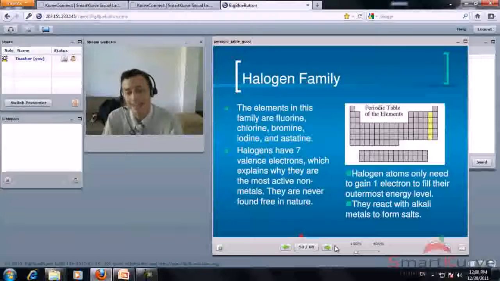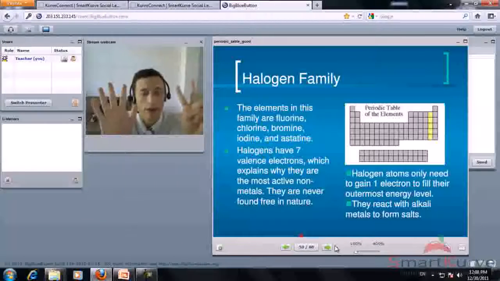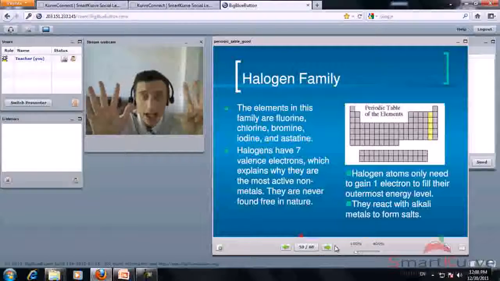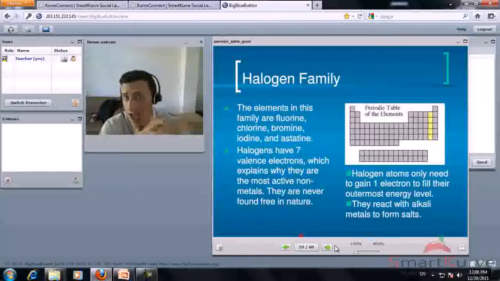They have 7 valence electrons. They only need to gain 1 electron to have a complete valence shell, a complete outer energy level. So they gain electrons very quickly, very easily. So they are very, very reactive, and they are almost never found in nature. These are elements like chlorine.